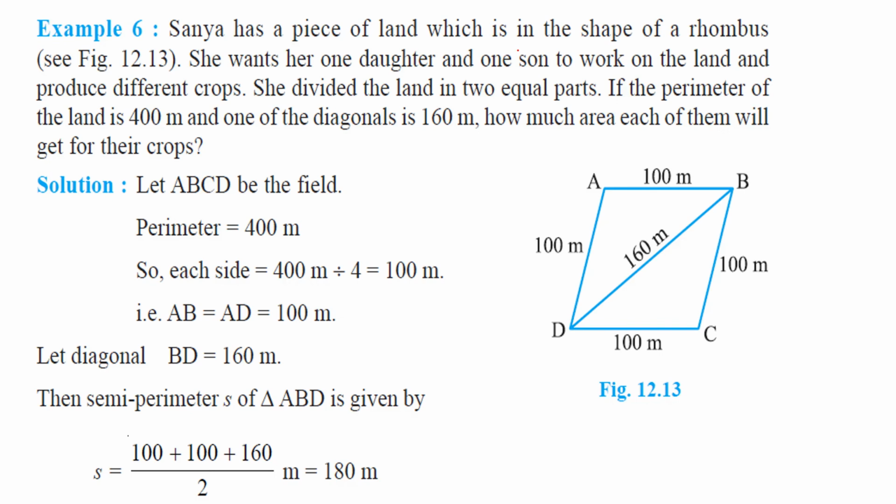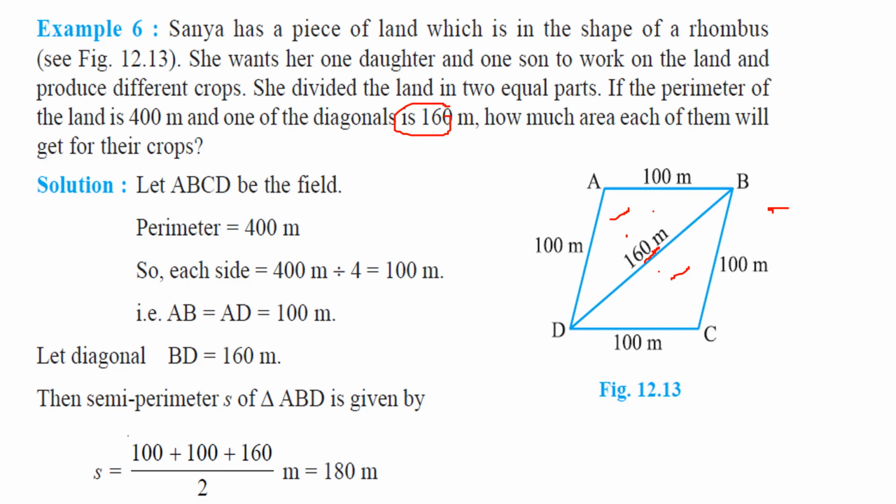Sanya has a piece of land in the shape of a rhombus. This is a rhombus, so all sides are equal, and the diagonals are perpendicular bisectors of each other. She wants her one daughter and one son to work on the land and produce different crops, so she divided the land into two equal parts. If the perimeter of the land is 400 meter, that is 100, 100, 100, 100 is the side. One of the diagonals is 160. How much area will each of them get for their crops?